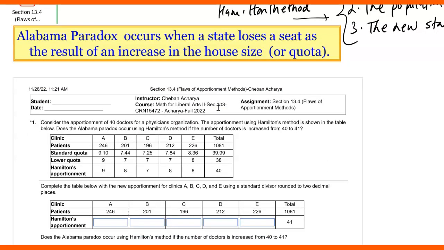Okay, number one. Consider the apportionment of 40 doctors for a physician organization. The quota here is 40. The apportionment using the Hamilton method is shown in the table below. The 40 doctors are divided among the five groups, which are the clinics, and they did the Hamilton method for 40 doctors.